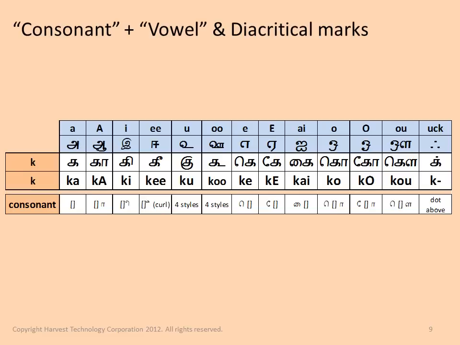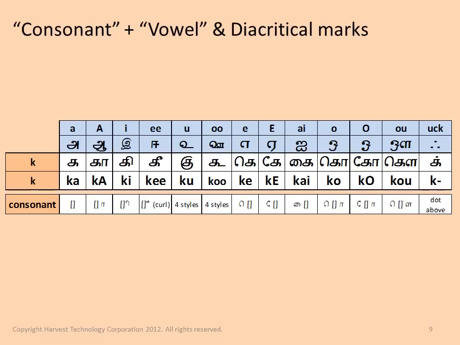K combined with a gives you ka, then k with i gives you ki, and likewise ku, ke, kai, ko, and kau. And k combined with the three dots becomes k. It stops the sound of the k, and it's just a k sound.